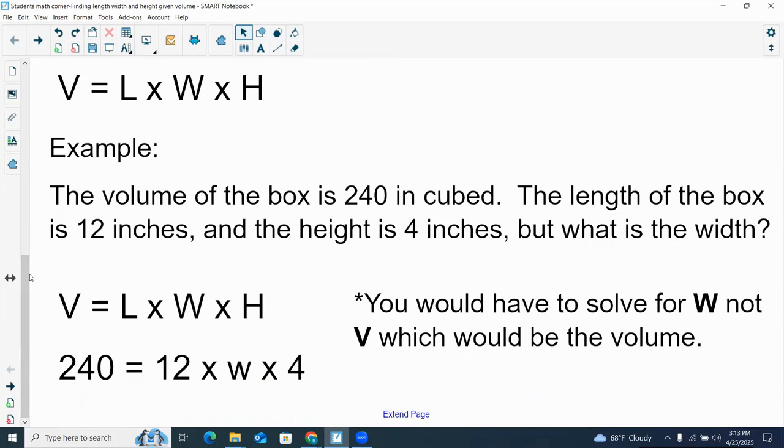Well, the formula is right here. And all we do is we replace 240 with V because we know what the volume is. And then we replace 12 and 4 with whatever those are. So 12 is the length and 4 is the height. The only thing that we don't know is the width. So you would have to solve for W, not V, which would be the volume.